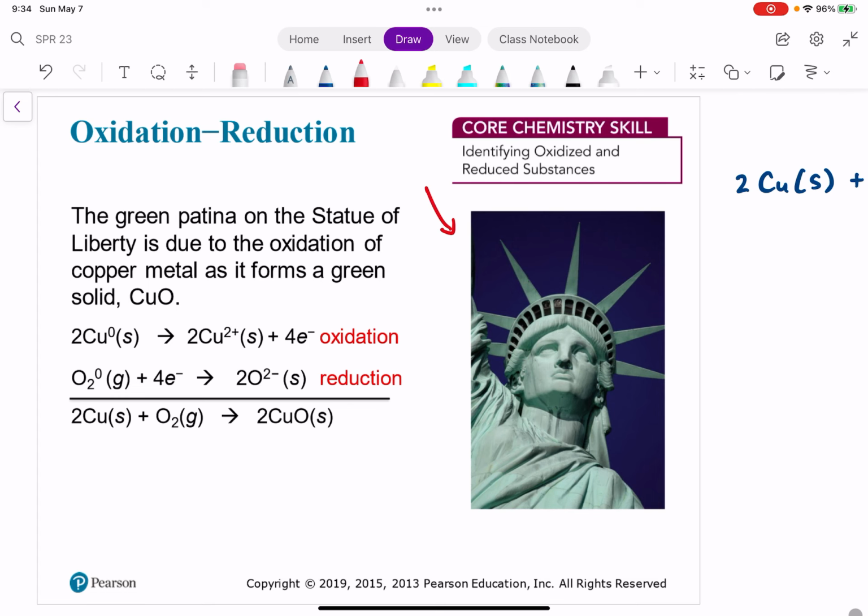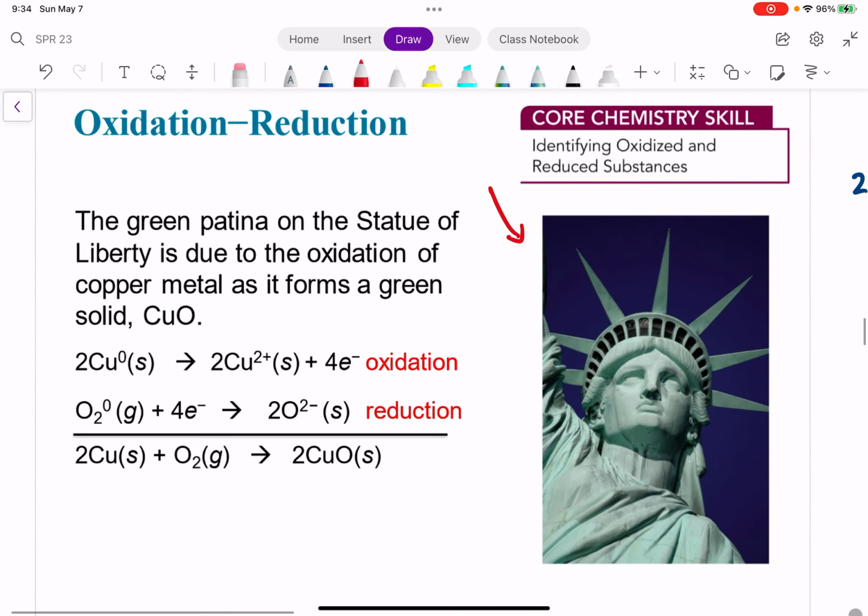So let's take a look at that redox reaction that happens. The way that your book likes to explain redox reactions in general is by breaking them up into half reactions. So that's what these two things are. These are half reactions, and this is the full reaction right here. What they've done is split this reaction up into two separate parts where we can see what's being oxidized and what's being reduced.